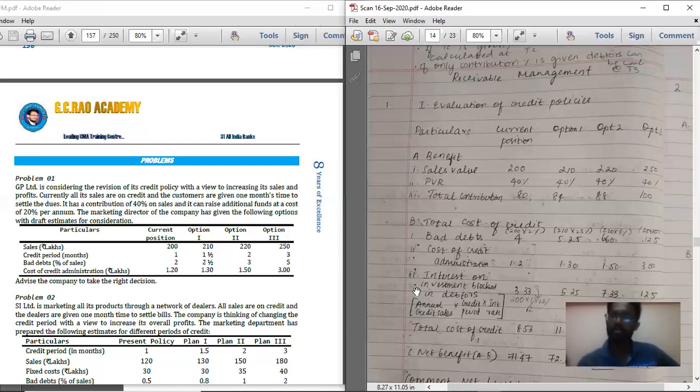So whatever amount is going and getting logged in debtors, on that amount you should calculate the interest. What is the interest amount on the investment blocked in debtors? That is the cost of credit policy. That is also a cost of credit. Suppose you sold 1 crore rupees on credit, and you are going to receive that 1 crore rupees after 6 months. That is a credit of 6 months. So for these 6 months, you are going to lose interest on that 1 crore rupees at 10% per annum.